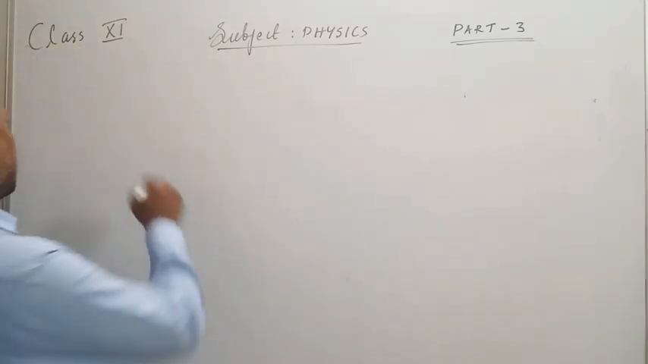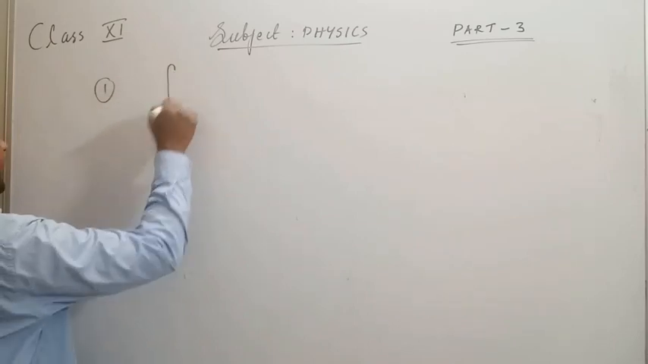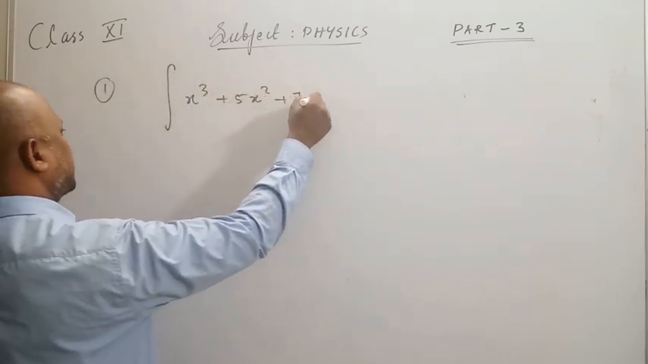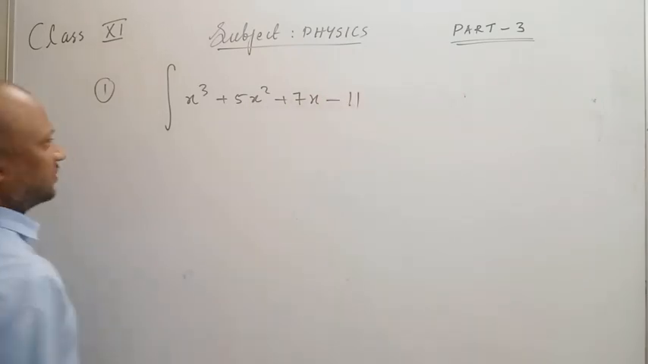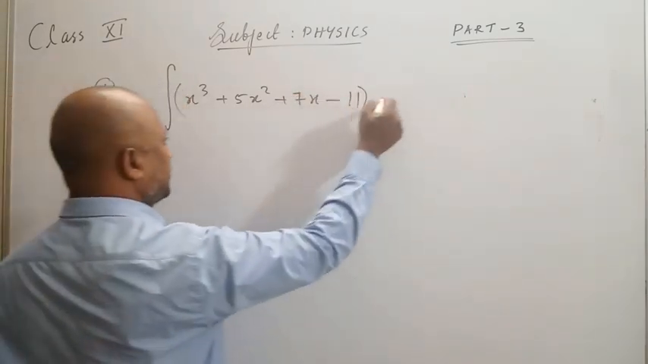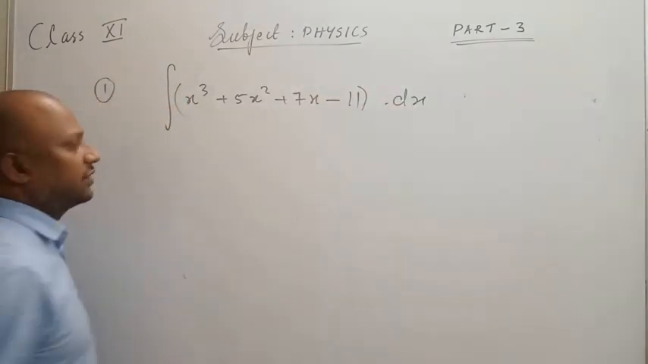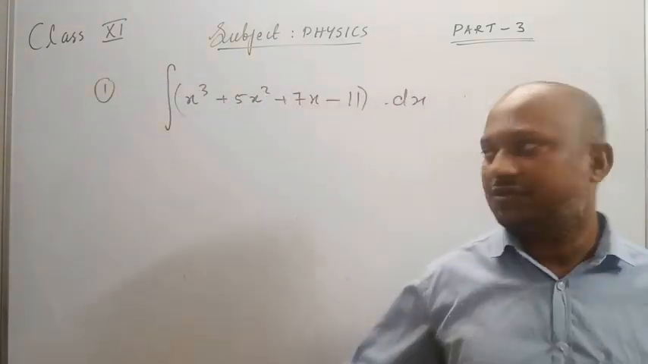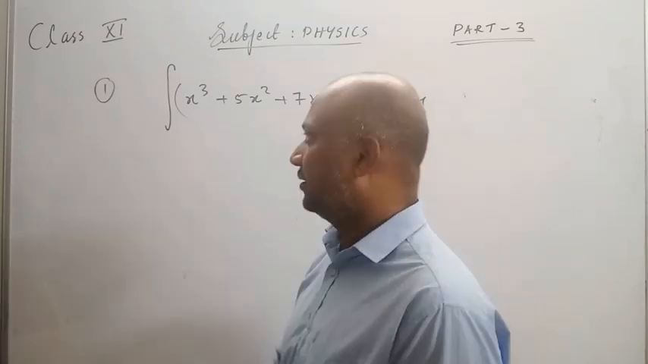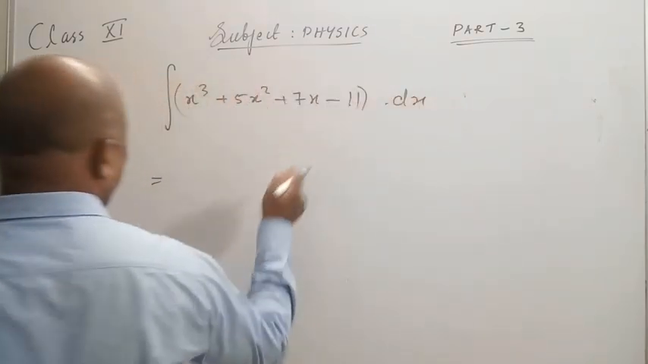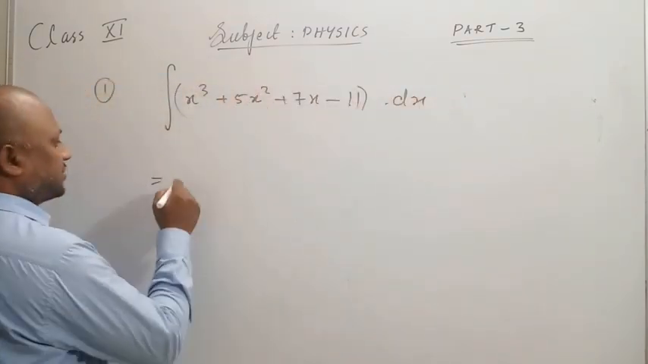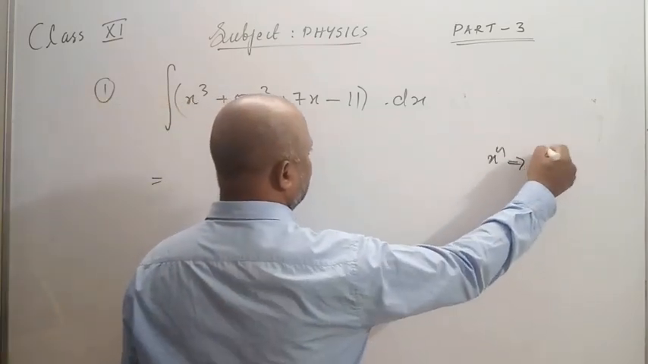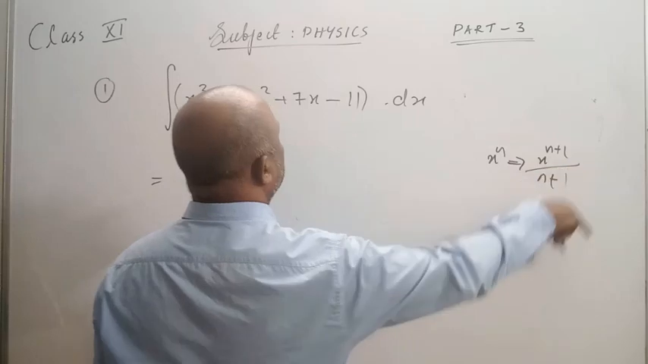Question number 1: integrate x cube plus 5x square plus 7x minus 11. So you have to use the integral sign and dx for integration. This is the function that you have to integrate, and you can integrate it term by term because it is plus and minus. So the integration of x cube: for x raised to n, the integral is x raised to n plus 1 divided by n plus 1.